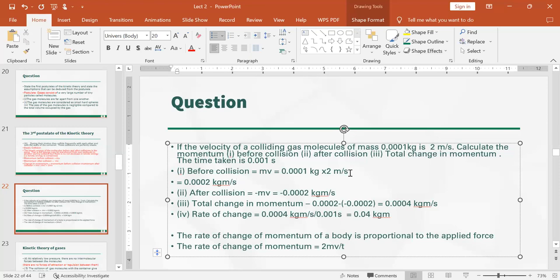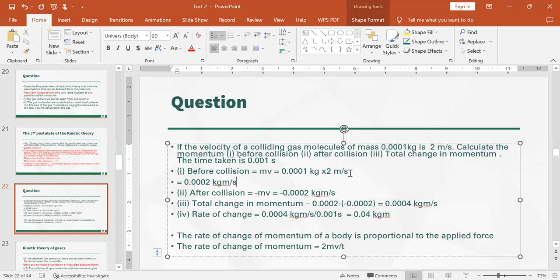Multiply the result and see what the mass is. Look at the equation. What is the mass and what is the velocity? The unit of mass is kilogram. The unit of velocity is meters per second, and it's given as 2. So when you multiply, you now have what you call momentum before collision.